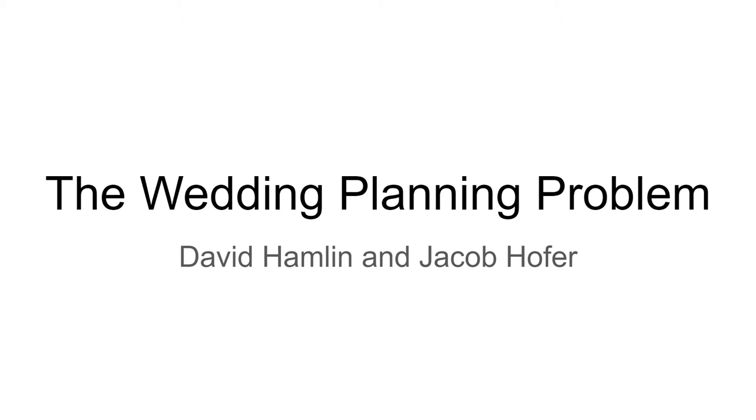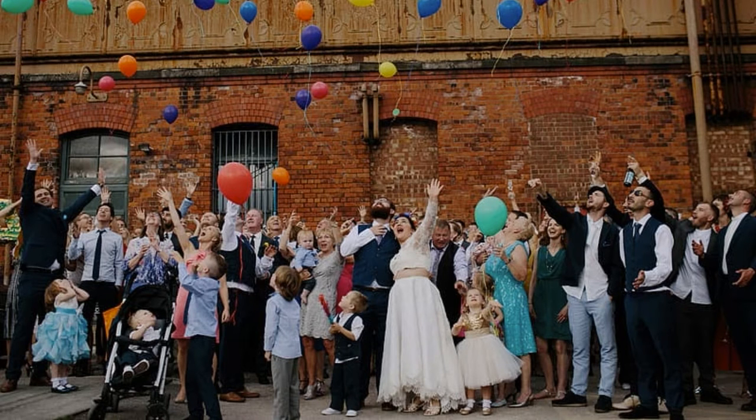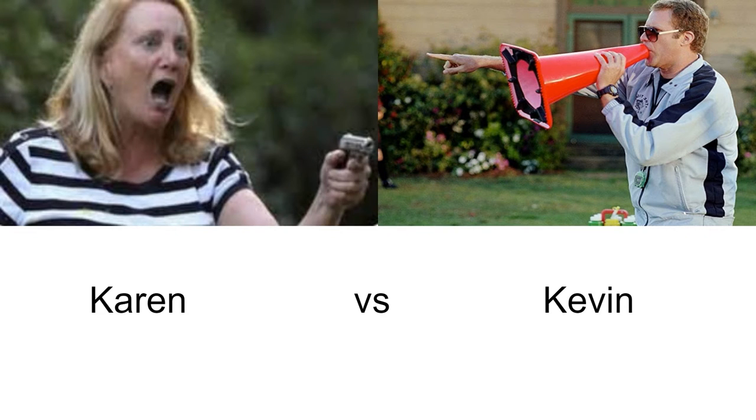And we are going to be talking about the wedding planning problem. So weddings are a ton of fun. You know, they're a great party. You know, people are getting married. Everyone's having a good time. Except sometimes you got people like Karen and Kevin who just totally ruin the vibe, and wherever they are, they do not get along. They just really bum people out. And so we have a solution to the problem of accidentally sitting Karen and Kevin at the same table.